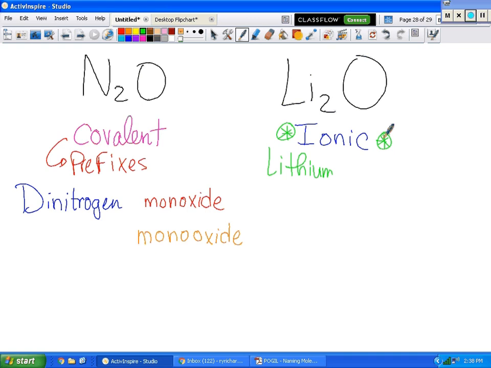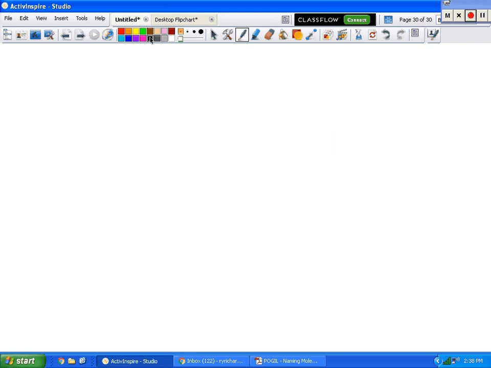And what have I told you from the beginning? If it's ionic, what do you not have? Prefixes. So this is going to just be lithium oxide. And we'll talk about the ionic aspect tomorrow, but I want to go through the covalent part of it today. One other thing about this vowel issue, and I want to bring this up, is let's say we have this.